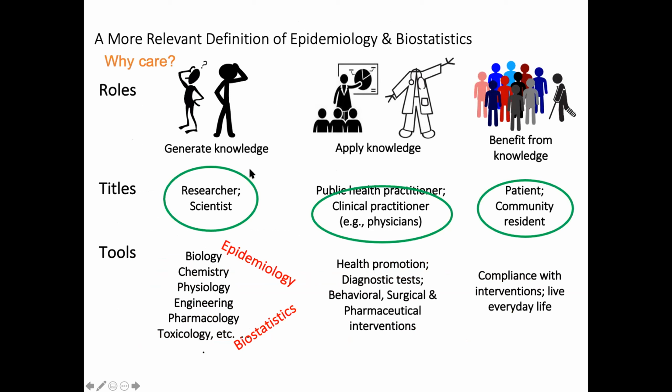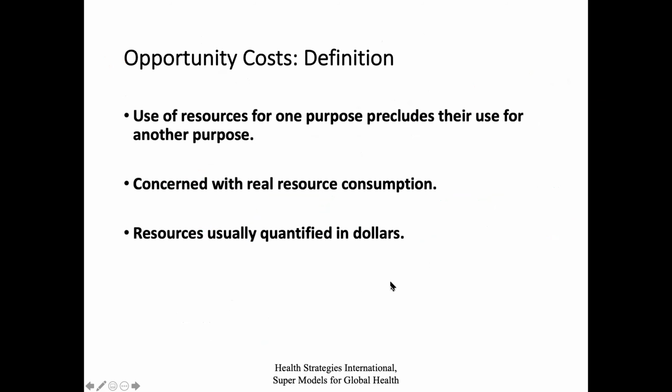Another way to think about this is we do a lot of research, basic research, biology, chemistry, physiology, et cetera. We layer onto that epidemiology and biostatistics, and that helps us then make decisions about clinical practice and community health interventions. But in order to optimally inform those decisions and to think about the relationship between what we invest and what we get, we need something like cost effectiveness analysis. So that's the broad context.